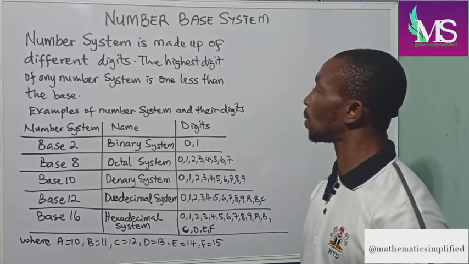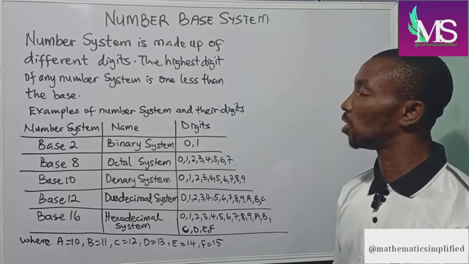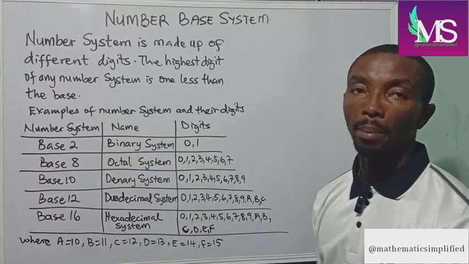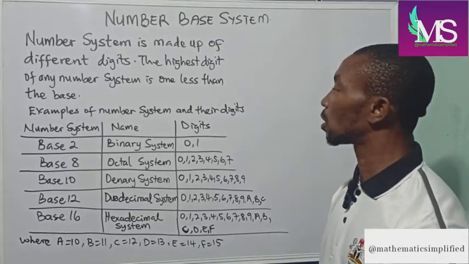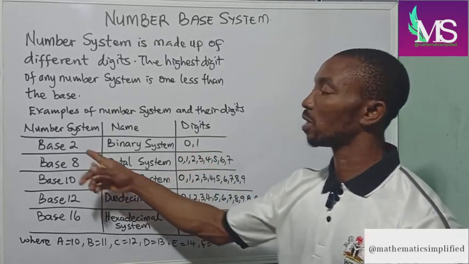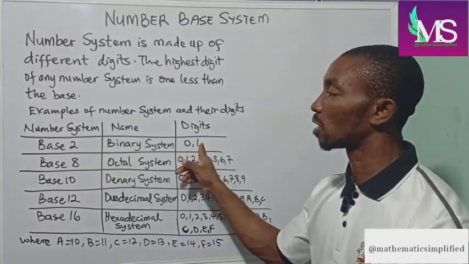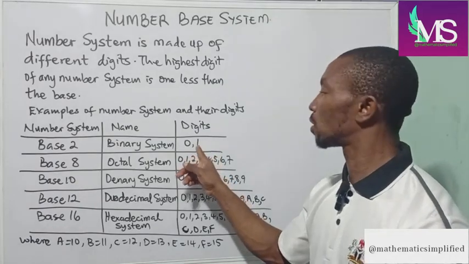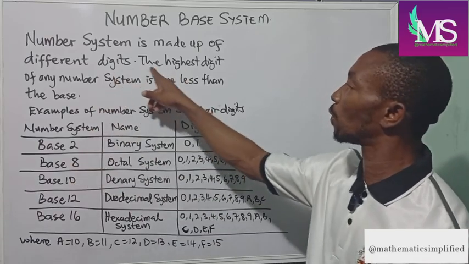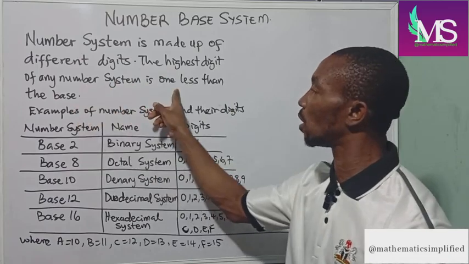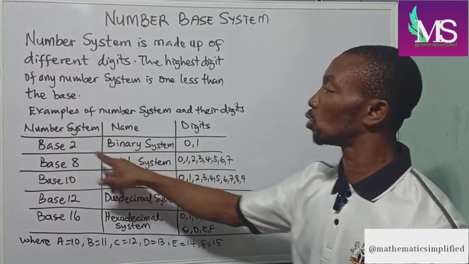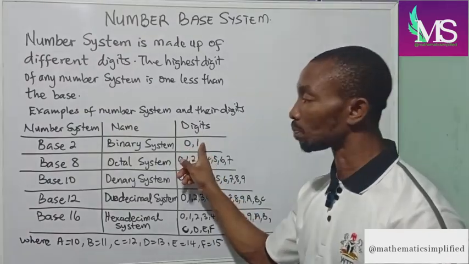Now, examples of number systems and their digits. We have our number system base 2. It is popularly called the binary system. The digits of our binary system are 0 and 1. Since it's in base 2, you can see we don't have 2. It's just 1 and 0. This confirms the statement that the highest digit in any base system is 1 less than the base. So if this is base 2, the highest digit will be 2 minus 1, which is 1.